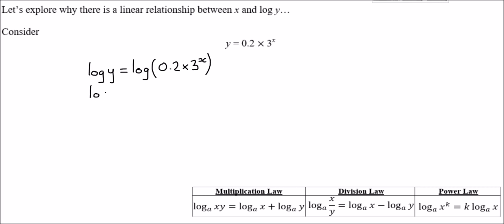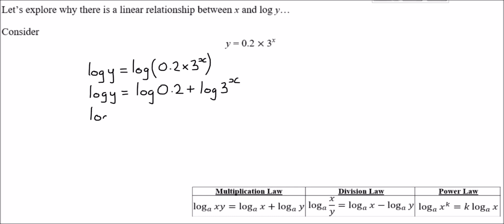So log y is going to equal what? Let's have a look here. We've got a product in these brackets, 0.2 multiplied by 3 to the x. So we can use this multiplication law here. We can split these two products into separate logs. So log of xy is log x plus log y. In the same way, we can say this is log 0.2 plus log of 3 to the x.